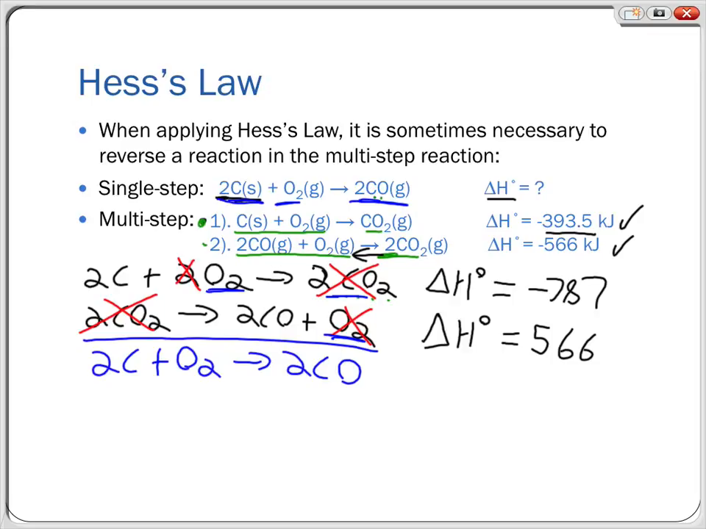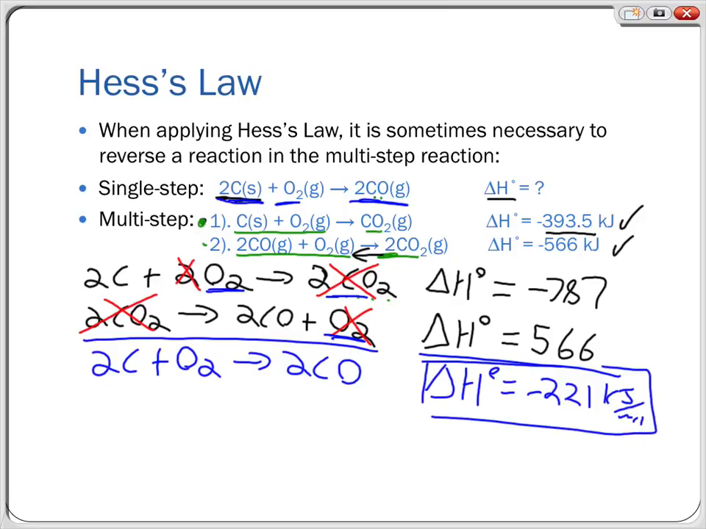Now, last step is, of course, finding our delta H. All we have to do is add them up. Negative 787 plus 566, and so when we do that, we get delta H naught is equal to negative 221 kilojoules per mole. And so that's going to be our standard reaction enthalpy for this single step reaction right here. And so we can see it's an exothermic reaction. We didn't know that to start with, but we've been able to figure it out using Hess's law.